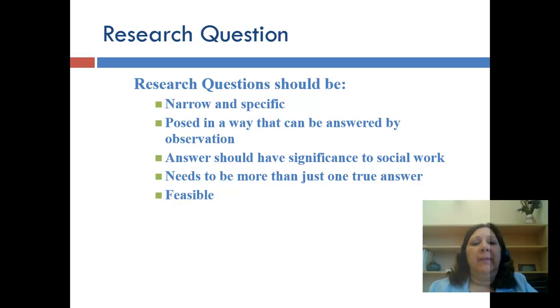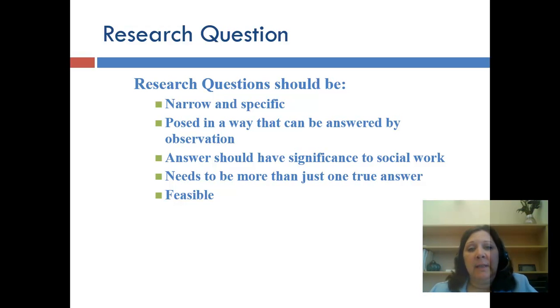So in phase 1, you have to get down to creating a research question, and we're going to do that this week. So research questions should be narrow and specific. You want to narrow it down to some specific thing you want to know. We don't want to say something really broad that will take us forever to find out. We need to narrow it down so we can actually do it. It has to be posed in a way that can be answered by observation. So we want to be able to see the answer. We want to be able to find the answer in some data.